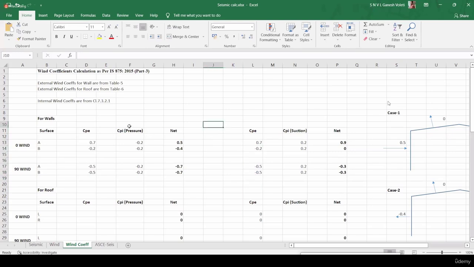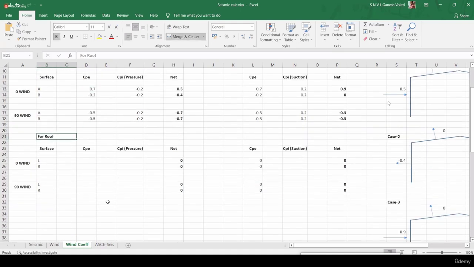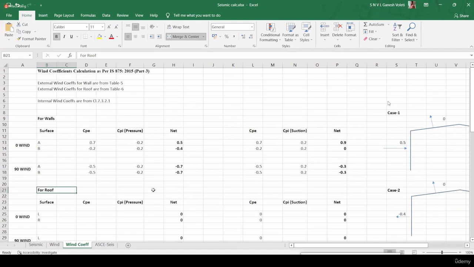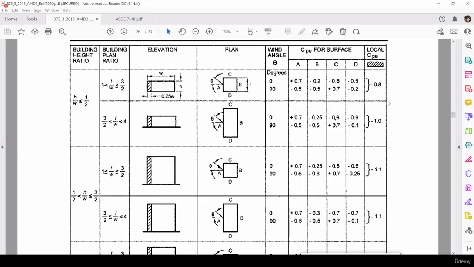But we are using them for two cases. Why? Because we have to take an internal plus coefficient and an internal minus coefficient. Those are the two cases. So we have got net coefficients like this. Fine. The same process will be applied for the roof also. For roof coefficients, we get the external wind pressure coefficients in table 6. So let's go to table 6 here.